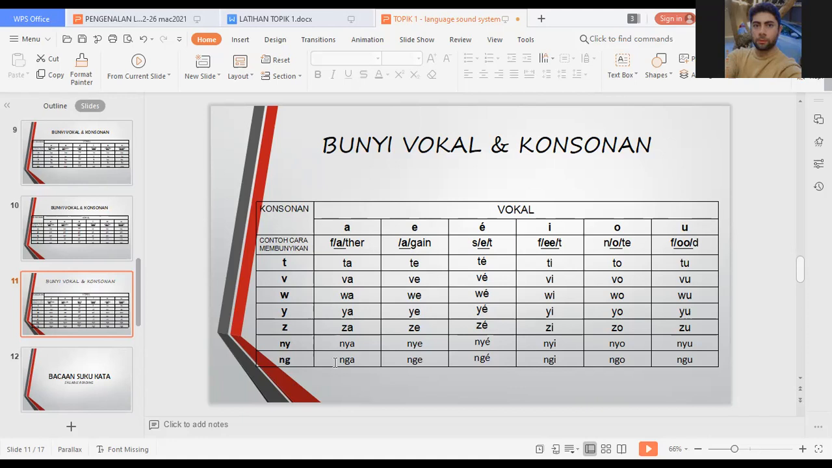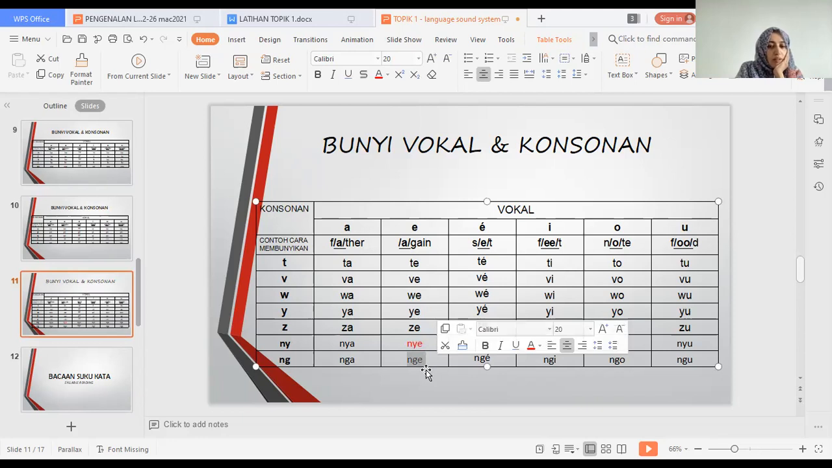Okay, how to pronounce N-G-A? N-G-A, nga. The first one, N-G-A. N-G-E. Is it kind of silent? Yeah, like the teacher, nya. So the G is silent? This one, nya. This one, nga. This one is nya. Okay, this one is nga.